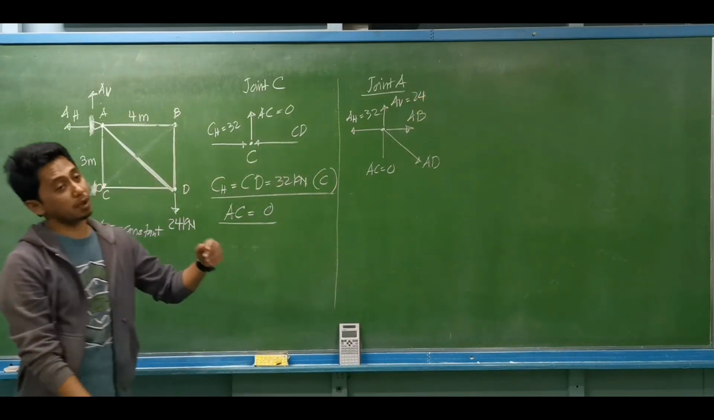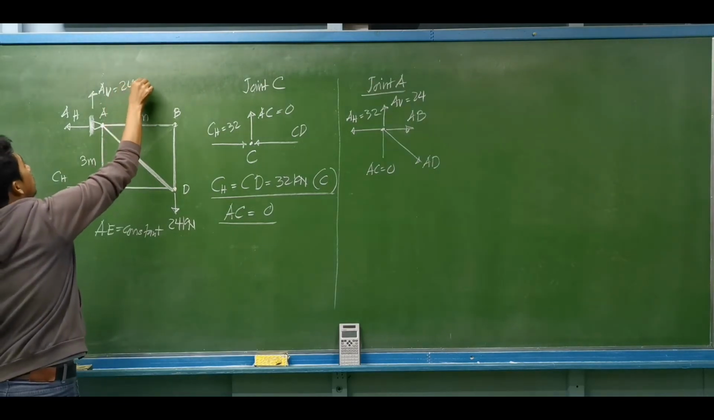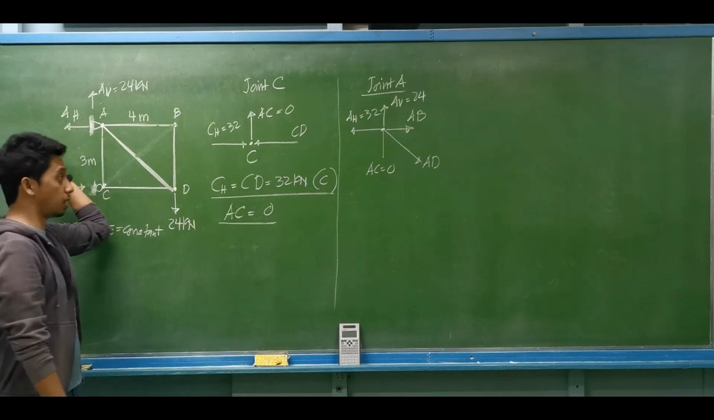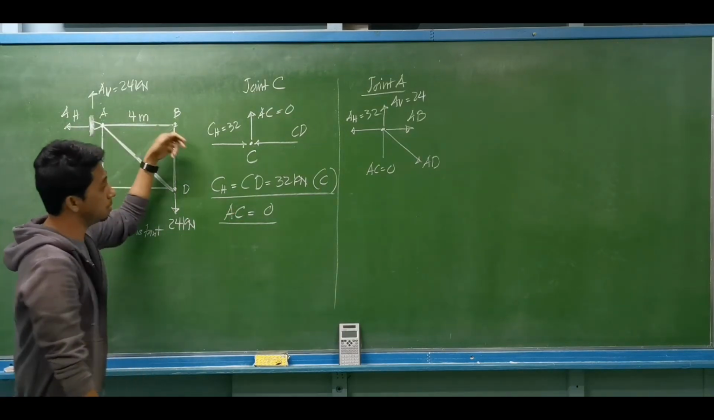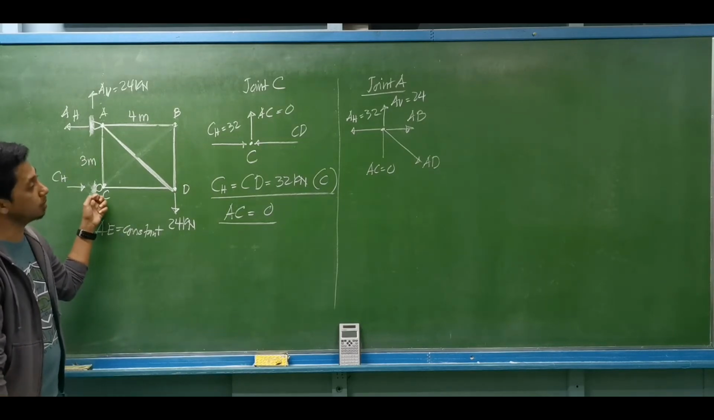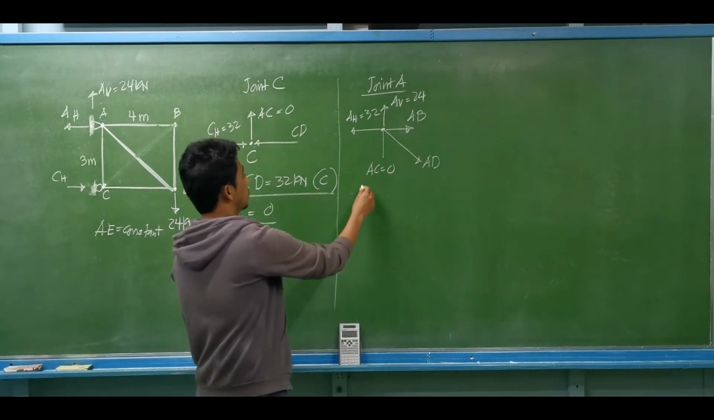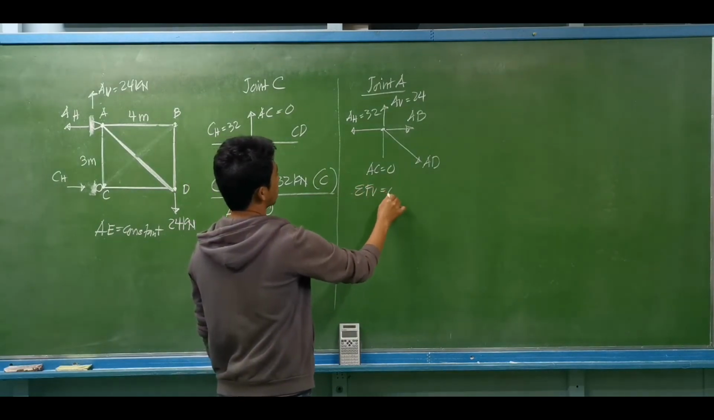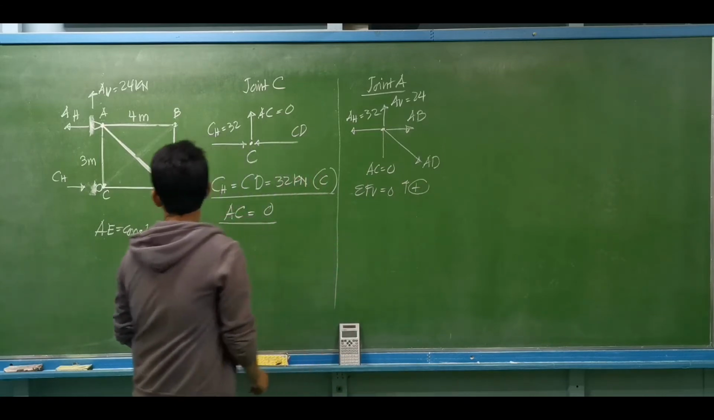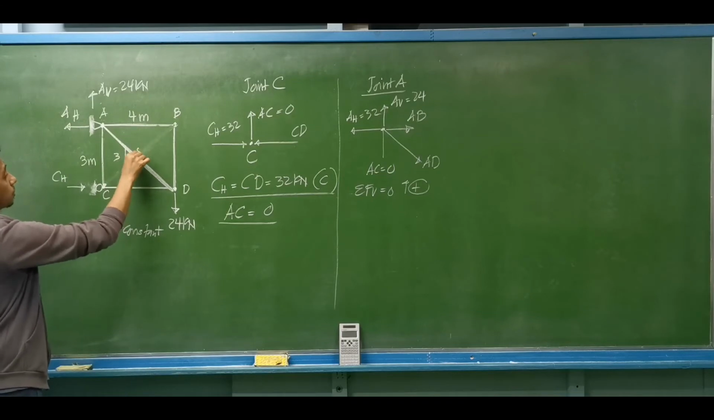So at joint A, we have the vertical reaction of 24 kilonewtons, and AH is 32 kilonewtons to the left. So we have member AB, and member AC is a zero force member, and I assume that AD will be under tension. This is summation of forces, vertical equal to 0, upward forces to be positive. I think the slope is 3 vertical, 4 horizontal.